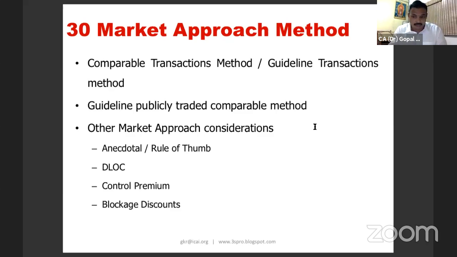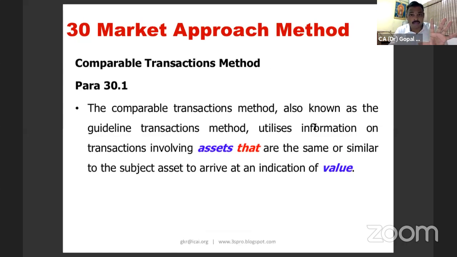Now, in short, I'll tell you about this guideline publicly traded comparable method and comparable transaction method. Comparable transaction method, 30.1: Comparable transaction method, also known as guideline transaction method, utilizes information on transactions involving assets that are similar to the subject asset. Subject asset is the asset on which you are going to do the valuation to arrive at an indication.